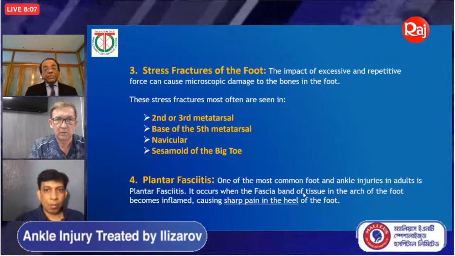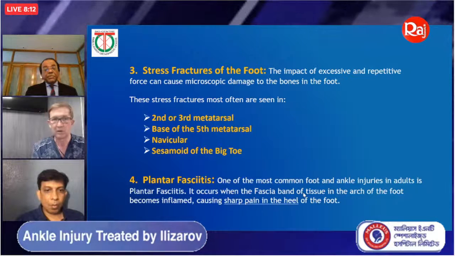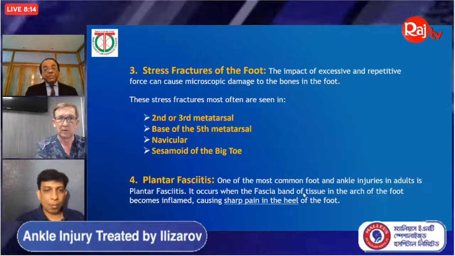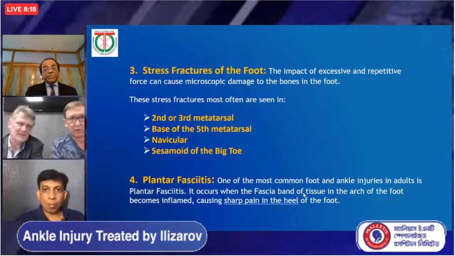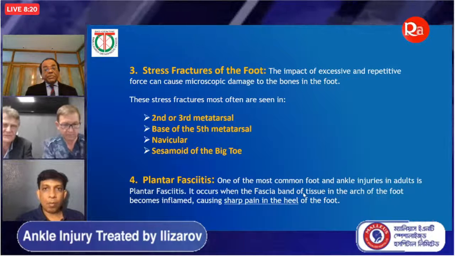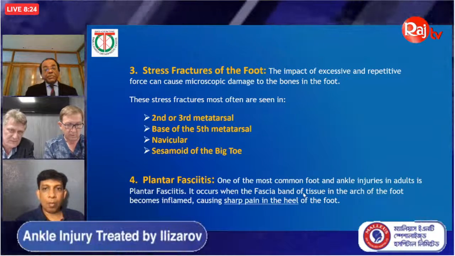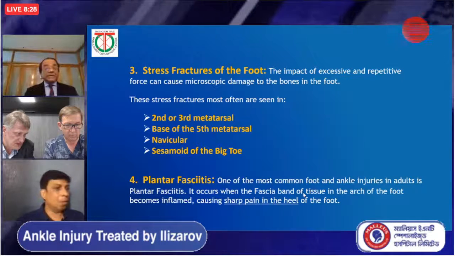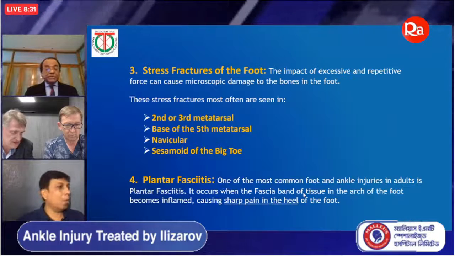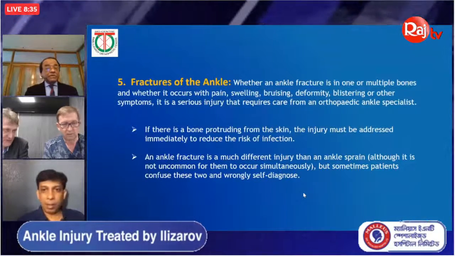The impact of excessive and repetitive forces can cause microscopic damage to the bones in the foot. These stress fractures most often are seen in the second and third metatarsal, base of the fifth metatarsal, navicular and sesamoid of the big toe, and plantar fasciitis. These are the related injuries you will find during ankle injuries and fracture of the ankles.